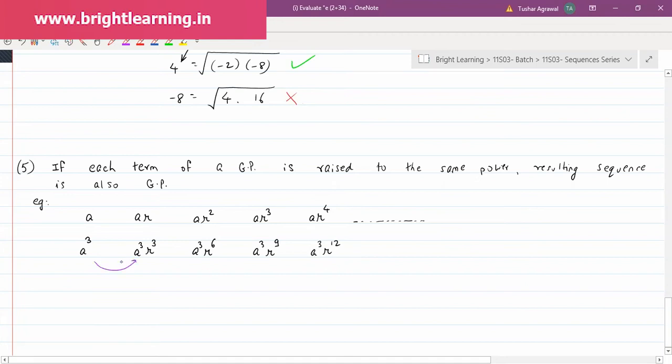Can you see here that the common ratio is R cube? R to the power 6 upon R cube is still R cube. Yes, sir. So the new sequence is also a geometric progression, with common ratio R cube.